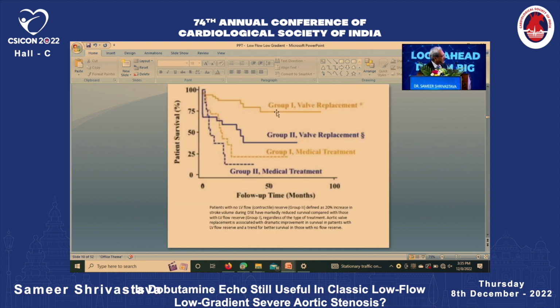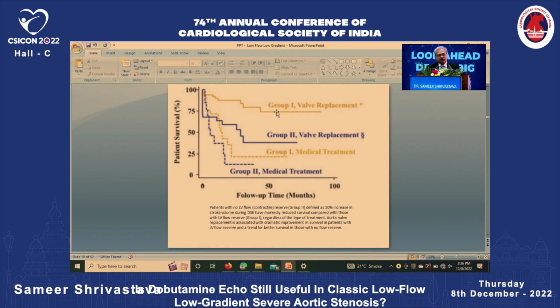This was a very interesting study where two groups of people were taken. The patients with LV flow contractile reserve, which was calculated on dobutamine stress echo and defined as a 20% increase in stroke volume, have a markedly reduced survival if there is no contractile reserve as compared to those with LV flow reserve. So these were two groups. Both groups were compared, one with valve replacement, another with medical therapy. The group which had a good contractile reserve continued to do better when compared with the other peers, regardless of what therapy they followed.